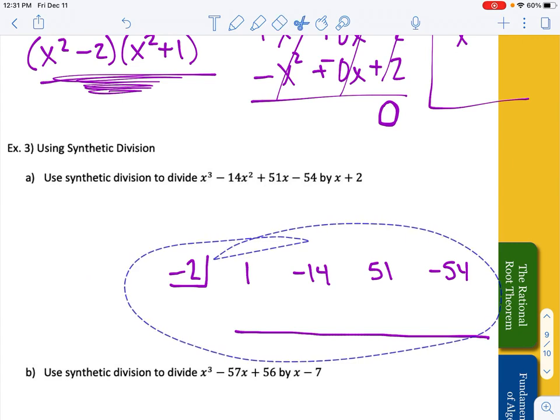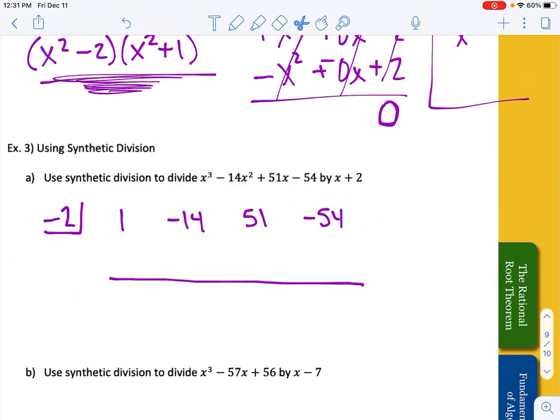Once it is set up, let me move it real quick. The process is pretty simple. You bring down this first number, and then you multiply down here by this term, and then move it up here. So let's just try it. Watch where everything goes. So I take negative 2 multiplied by 1. That gets us negative 2. I put it up here between my line and my negative 14.